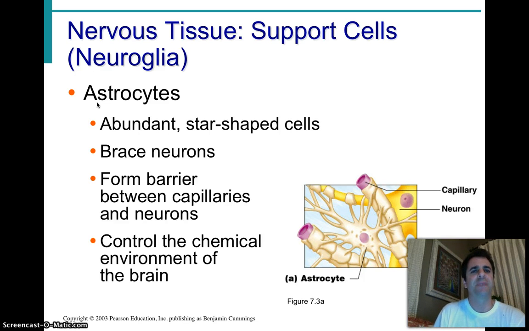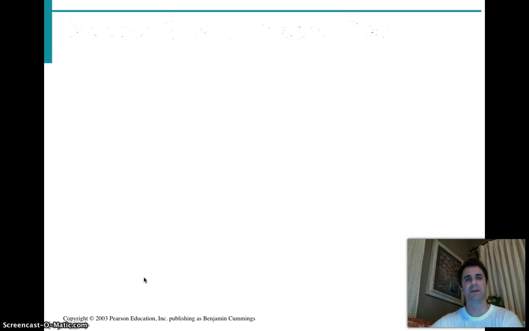Great cartoon. Astrocytes are star-shaped cells, and they help to support and hold neurons in place. You can see here's an astrocyte. And these also form the blood-brain barrier. So they form the barrier between the blood flow through the capillaries and the neurons themselves, and create the blood-brain barrier, which is super tightly regulated and very few things can get in. And in this way, they control the chemical environment of the brain.